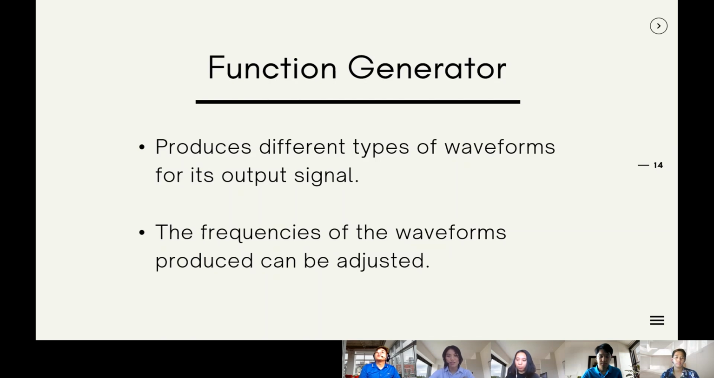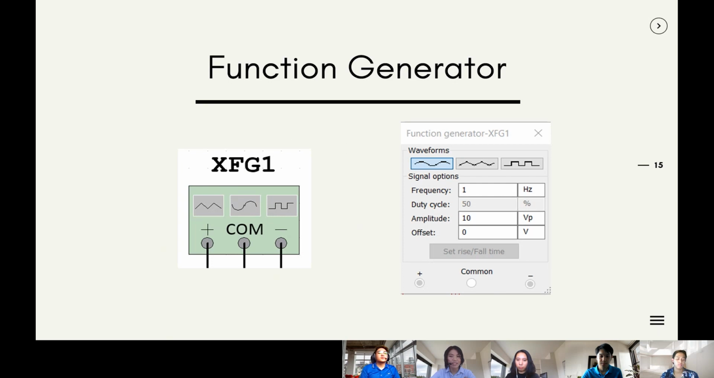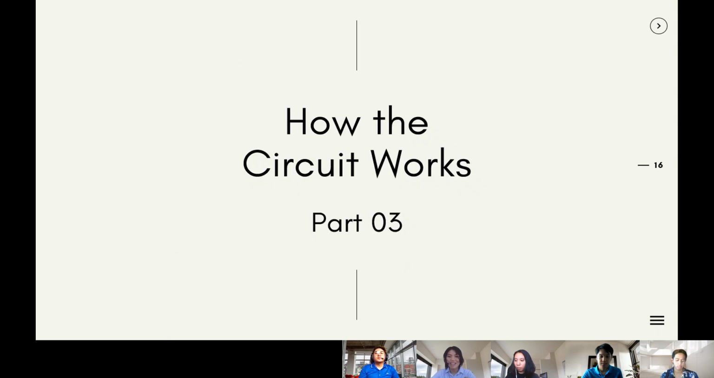So next we have the function generator. The function generator is a special type of signal generator that can produce different types of waveforms, such as sine, square, and triangular waves for its output signal. The frequencies of the waveforms can be adjusted from a fraction of a hertz to several hundreds of kilohertz. Shown is the symbol for the function generator and its interface where you can change the type and frequency of the waveform produced. So next we will explain how the circuit works.